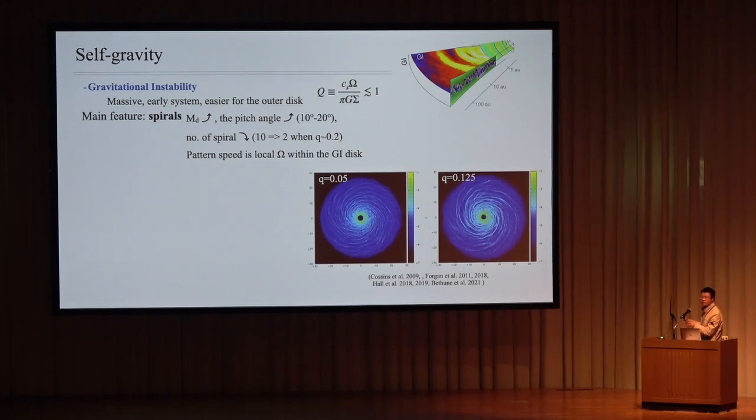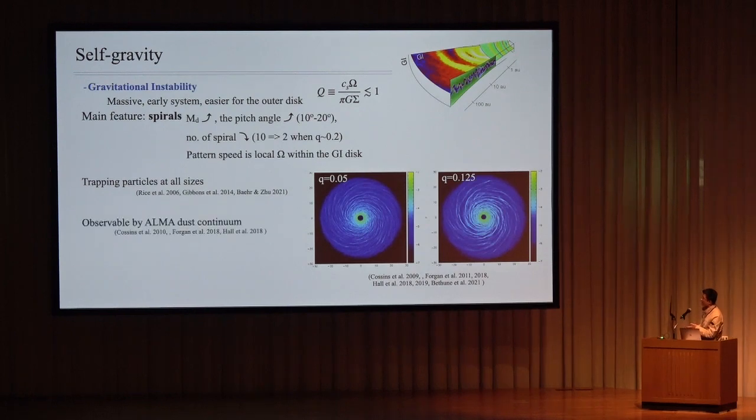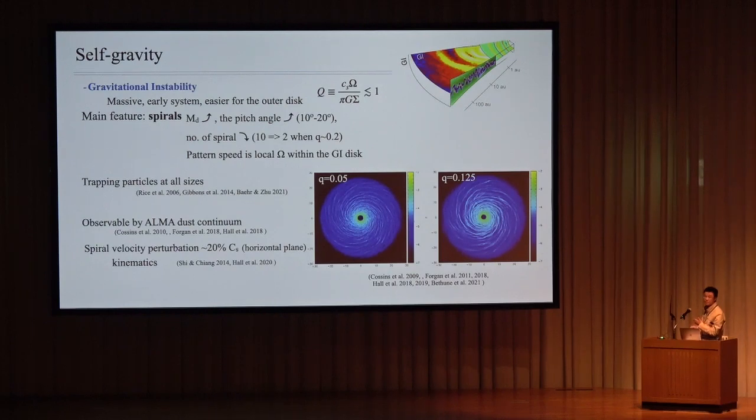That also means if you have dust that orbits around the star at Keplerian speed, they have a lot of time to interact with the spirals. So these spirals could concentrate dust particles, and then they can be observable by ALMA. And these spirals will perturb the disks, and we should be able to detect some kinematic features of these spirals in the future.